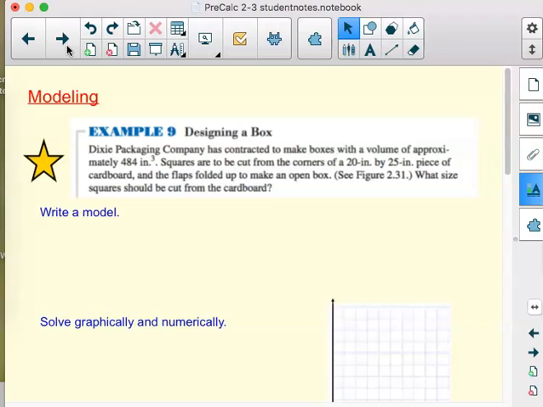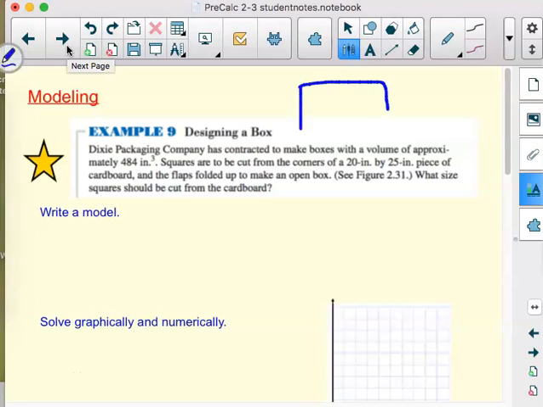We're going to talk about modeling, and this was the part of the objective that we didn't get through in the last 2 days, and it just said model polynomial functions. And we've got designing a box, which we've done before. It says Dixie Packaging Company has contracted to make boxes with a volume of approximately 484 cubic inches. Squares are to be cut from the corners of a 20-inch by 25-inch piece of cardboard. I'm going to stop there and draw a picture.